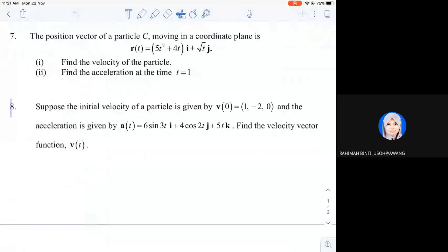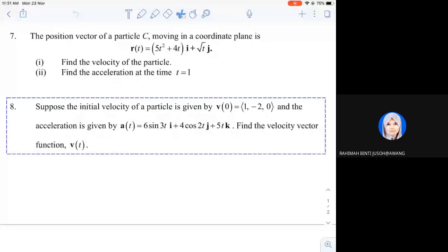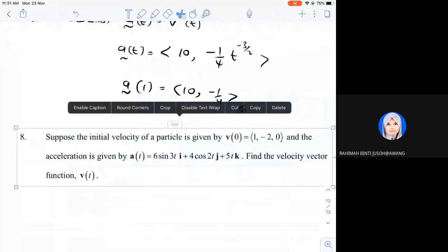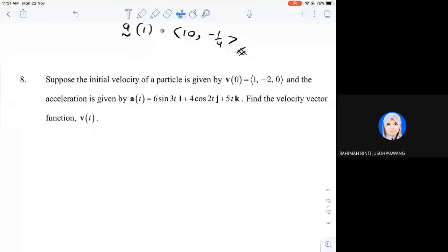Question number 8. Okay, read the question carefully. Suppose the initial velocity of a particle is given by v0 equals 1, negative 2, 0, and the acceleration is given by a t equals to that function. Find the velocity. So how do we answer this question? What to do? We have to what? Integrate. Okay, well done. Okay, we have to integrate.